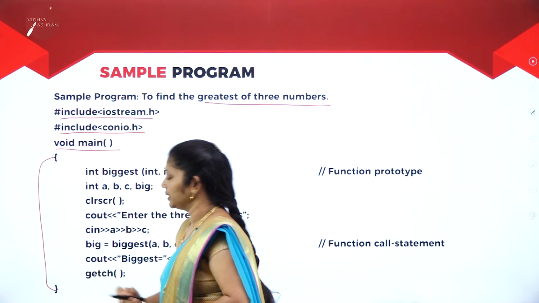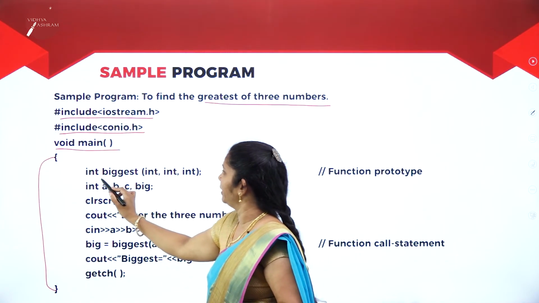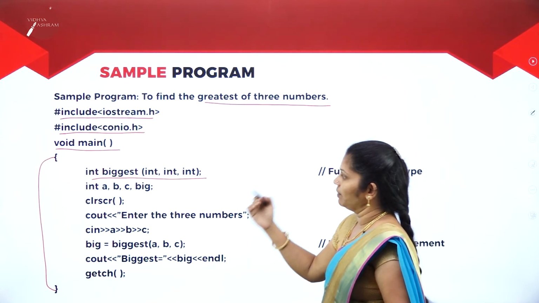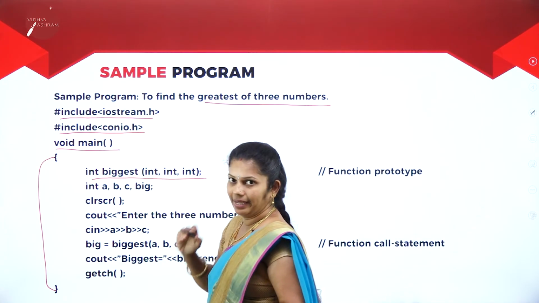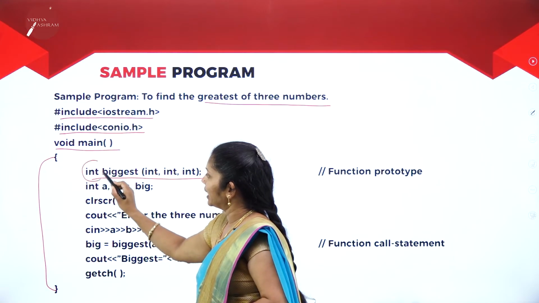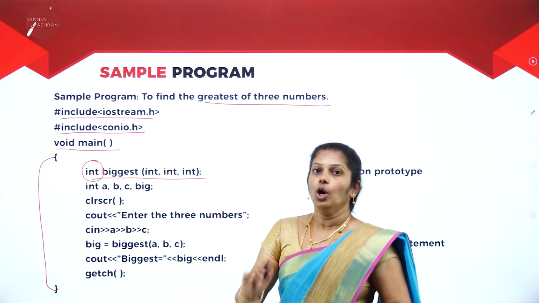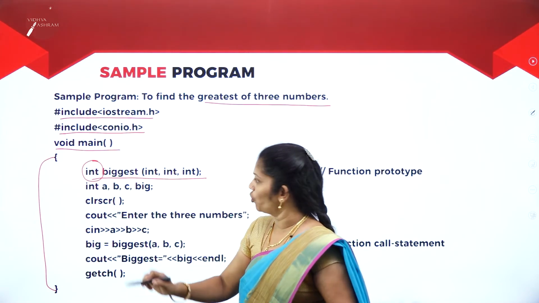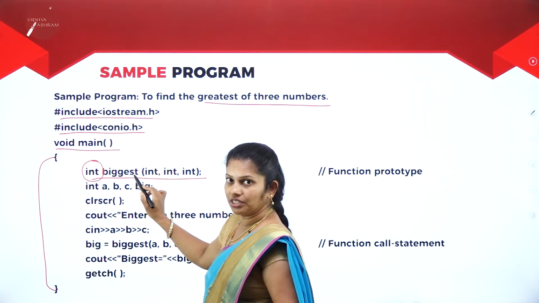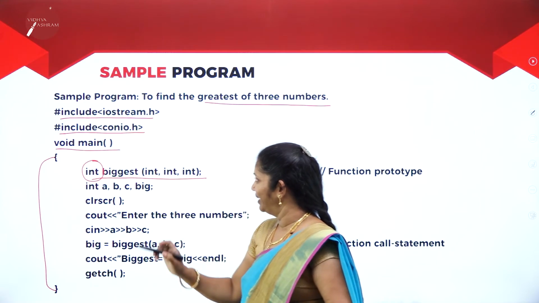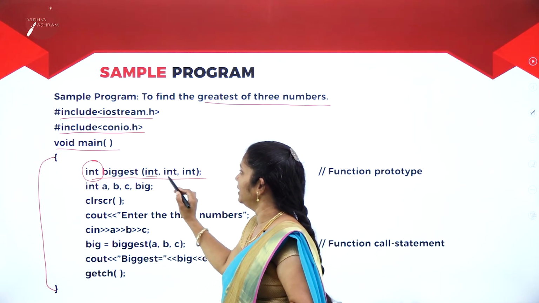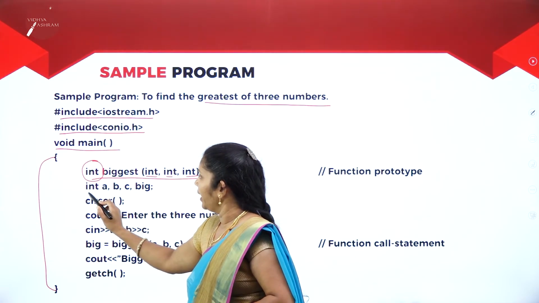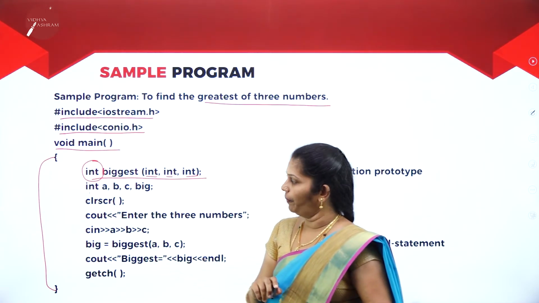Here, inside this main program, we are declaring the prototype, that is the function prototype. Here, the subfunction name we have given is biggest. The return type we have given as integer. After calculation, we want to generate the result in integer format. Then the function name we have given as biggest. Here, three arguments of int type we are taking. Then here, int a, b, c and then big.